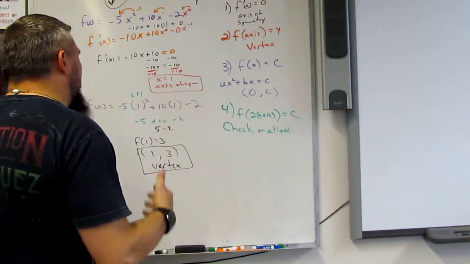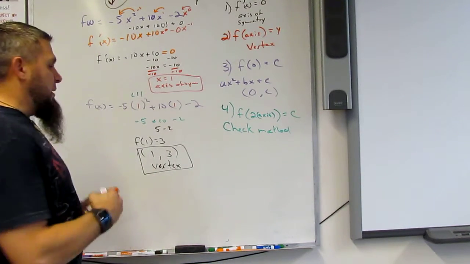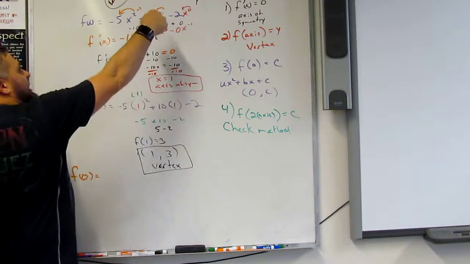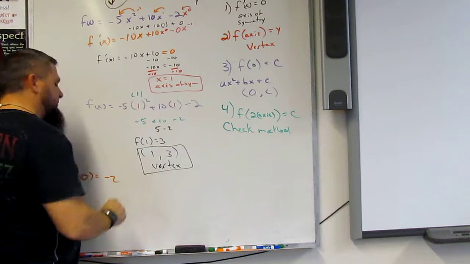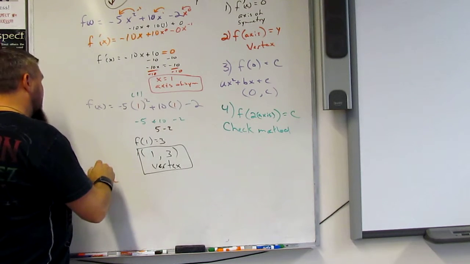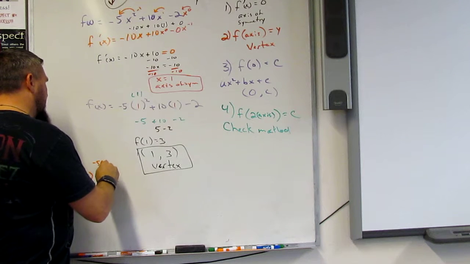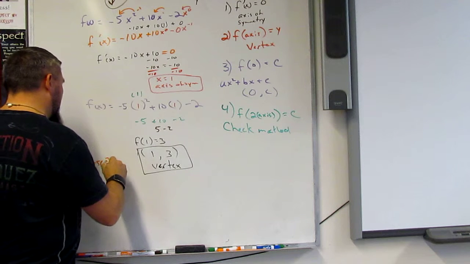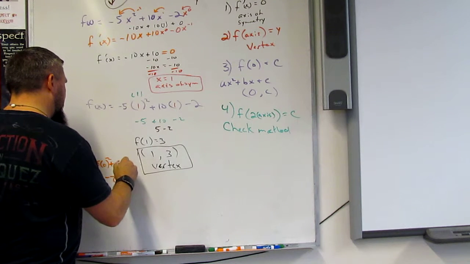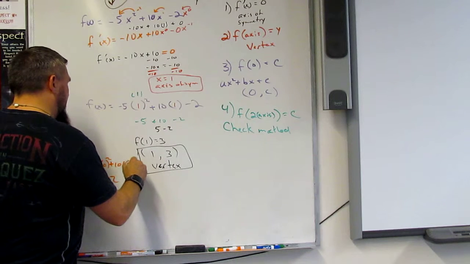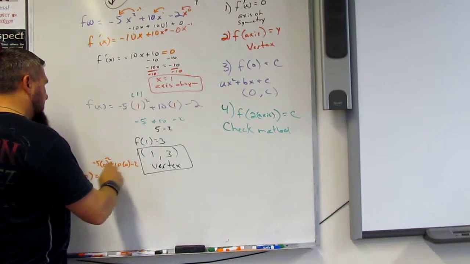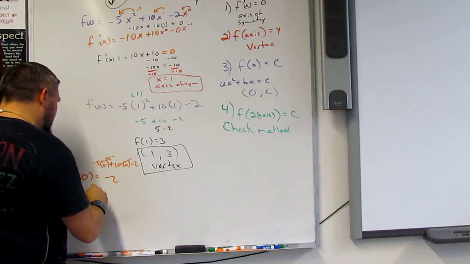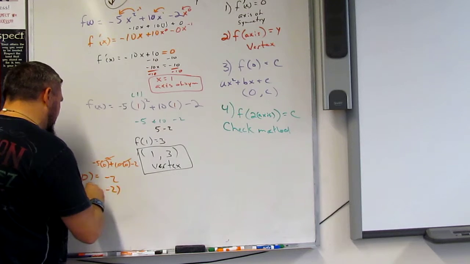And so now I got 2 easy points, right? First of all, f of 0 should equal c, and c in this case is negative 2. Because negative 5 times 0 squared plus 10 times 0 minus 2. Okay? So these cancel, and I get minus 2. It's just that simple. So 0, negative 2 is my point.